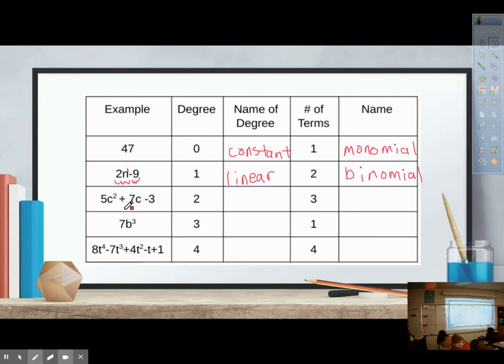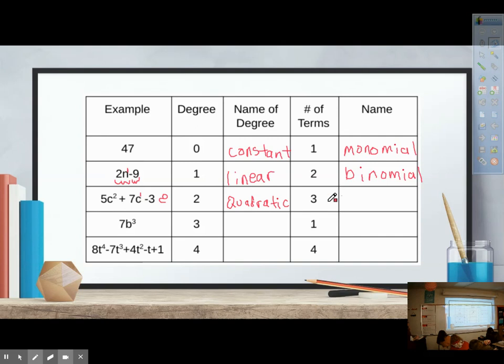All right, this third example, 5c squared plus 7c minus 3. Your degree is the biggest exponent. So this c has an exponent of 2. This c has an exponent of 1, and this one would have an exponent of 0, like c to the 0. The degree is the highest exponent, so the degree is 2. When it has a degree of 2, we call that quadratic. You've heard that before in chapter 1.